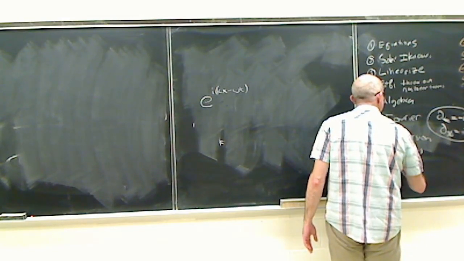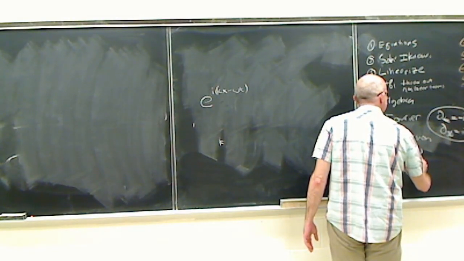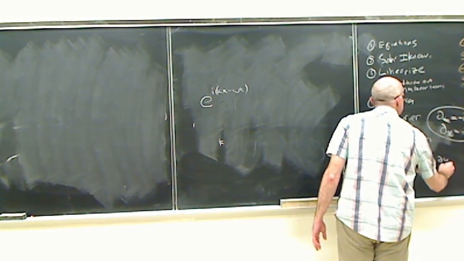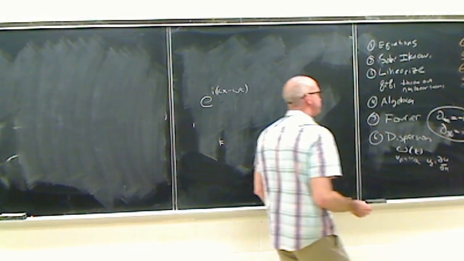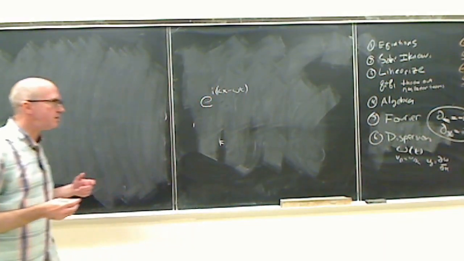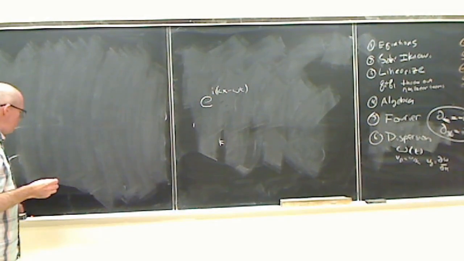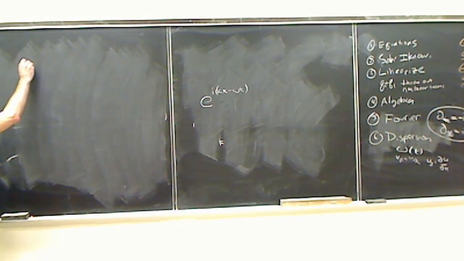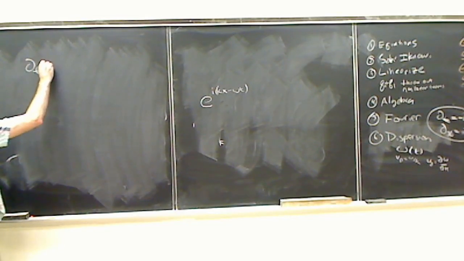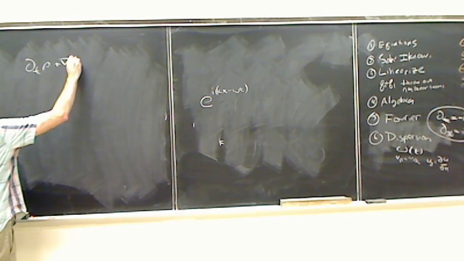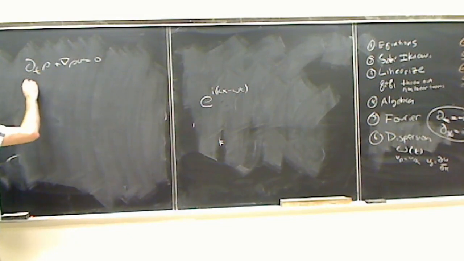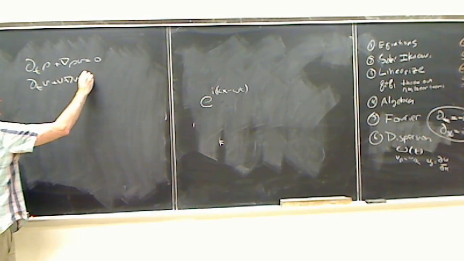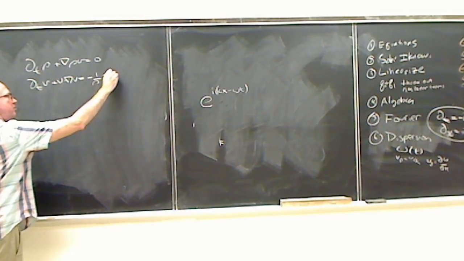So we're going to get v phase is omega over k, and v group is d omega dk. And those are the things that we're actually looking for. So let's do something. With sound, we start with d by dt rho plus div rho v equals 0, and d by dt of v plus v dot grad v equals minus 1 over rho grad p.